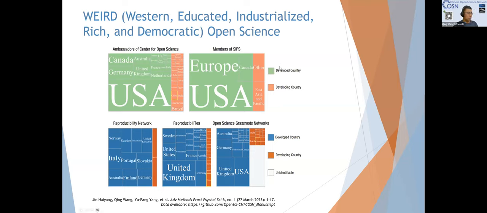So here is just a summary of the nationality of the open science organizations. If you would like to see where China is, I put the border of China in yellow, so we can only see that in a small corner, China appears in the ambassadors of the Center for Open Science. For the members of SIPS, nothing, and for the Reproducibility Network, still nothing. So what we see from here is that currently the open science communities mainly get their contributions from Western educated or developed countries. We still need more contributions from the developing world.